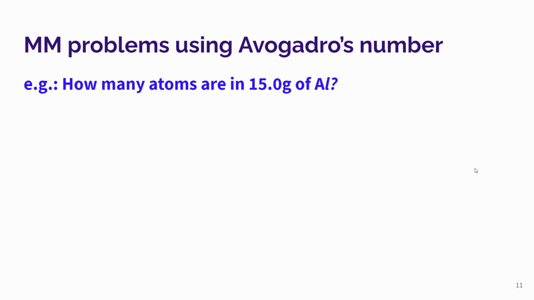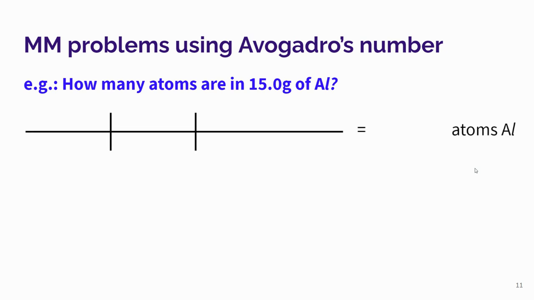So in this problem here, we're asked how many atoms are in 15 grams of aluminum. So we can't really go directly from grams to atoms. There is no direct conversion. So we need a couple of steps. So here, again, we're going to put our target down of atoms, and our starting point is 15 grams of aluminum. Well, we know that aluminum's molar mass, if we look that up, is 26.982 grams per mole.